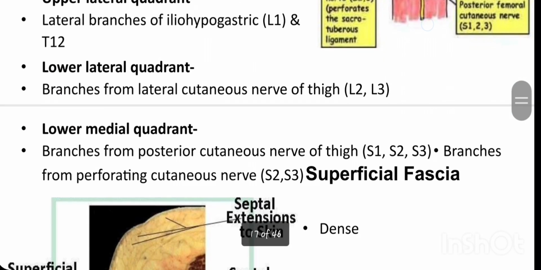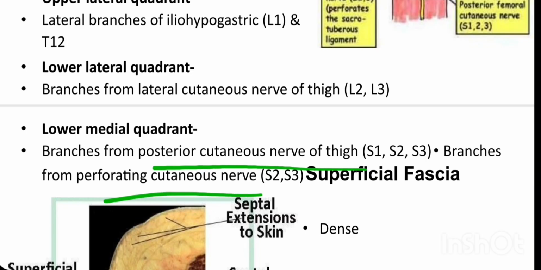Coming to the lower medial quadrant, we have the posterior cutaneous nerve of thigh and perforating cutaneous nerve, that is S2, S3. These all are present in the superficial fascia. So these are the four quadrants and the nerves that arise or are supplied in that particular quadrant.